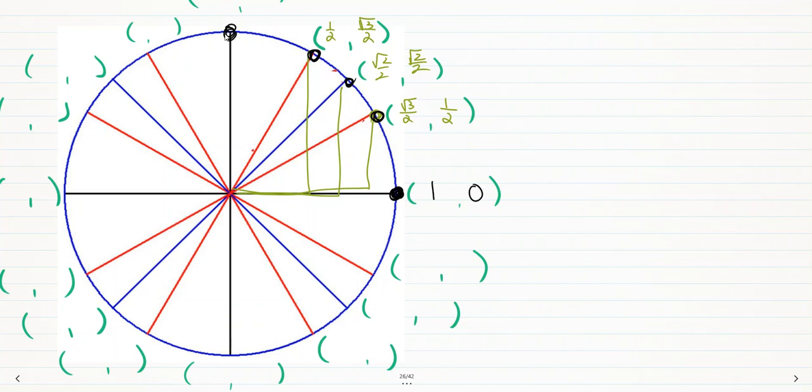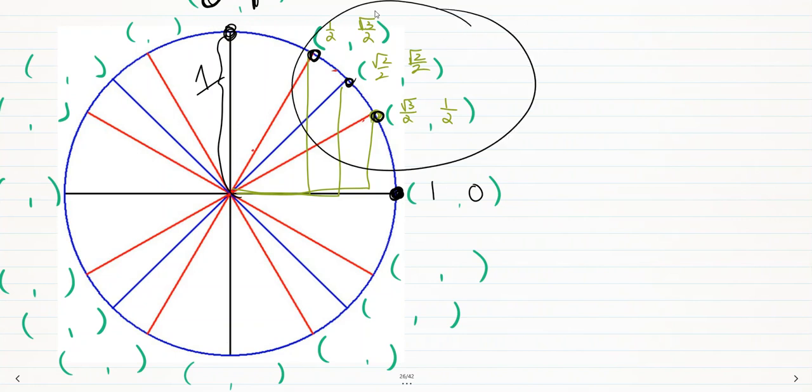This one's an easier one because it's just X is 0, Y is 1, because the radius of this unit circle is 1 unit long, right? So to get the ordered pairs, all I really need is these 3 for the quadrant 1. The 1, 0, 0, 1 are more obvious.